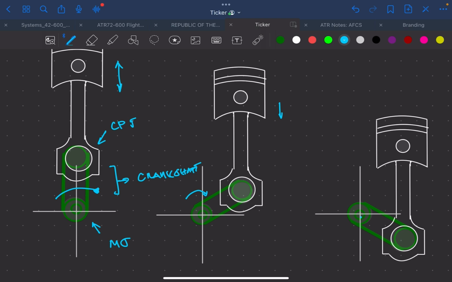Okay? As soon as the crankshaft rotates, this crank pin journal right here also rotates about the main journal. So it basically forms a line. And this line, as you know, is called the crank throw.